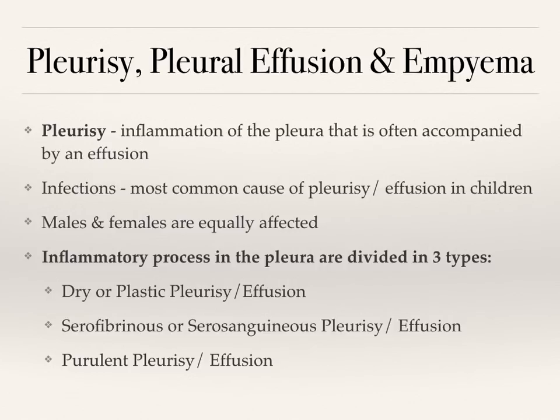Inflammatory processes in the pleura are divided into three types. First is your dry or plastic pleurisy or effusion. Second is your serofibrinous or serosanguinous pleurisy or effusion. And third is the purulent pleurisy or effusion. For this session, we will greatly focus on the purulent pleurisy or effusion, but I still advise you to read the other two processes in your Nelson's textbook.